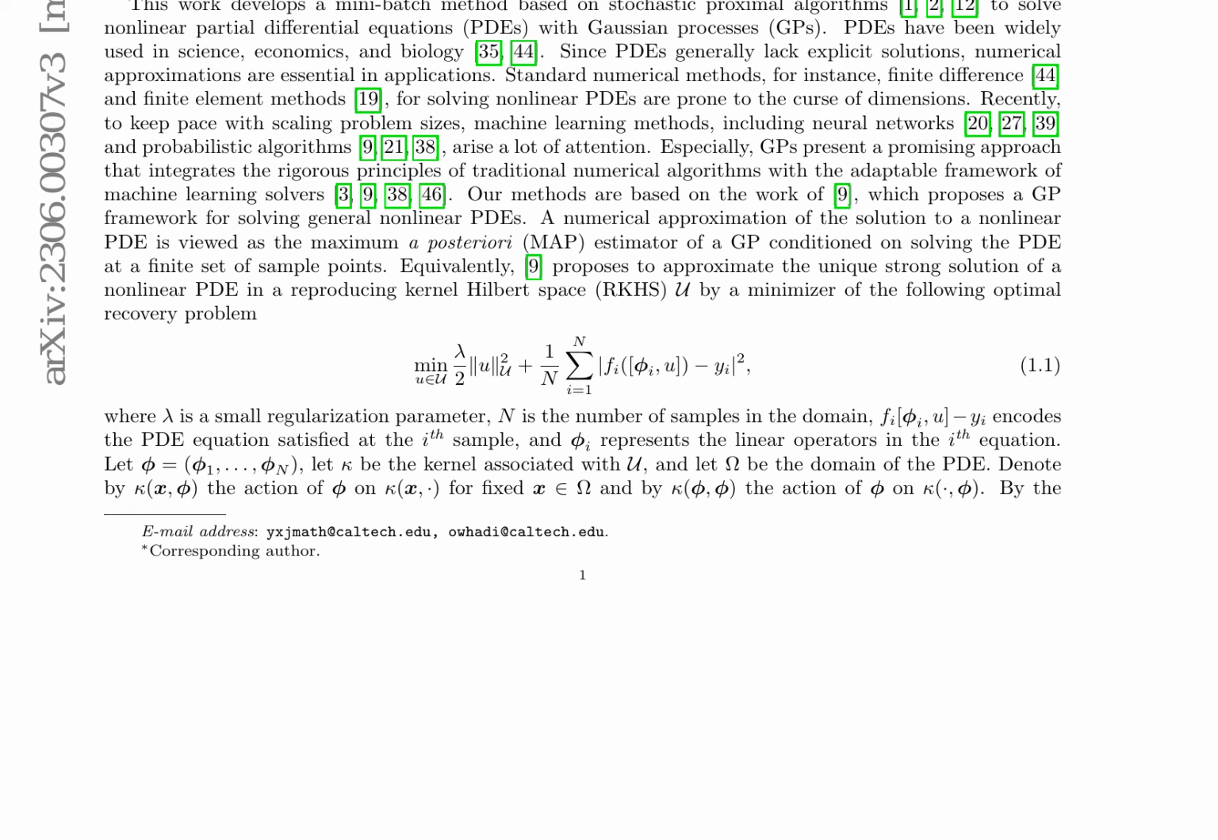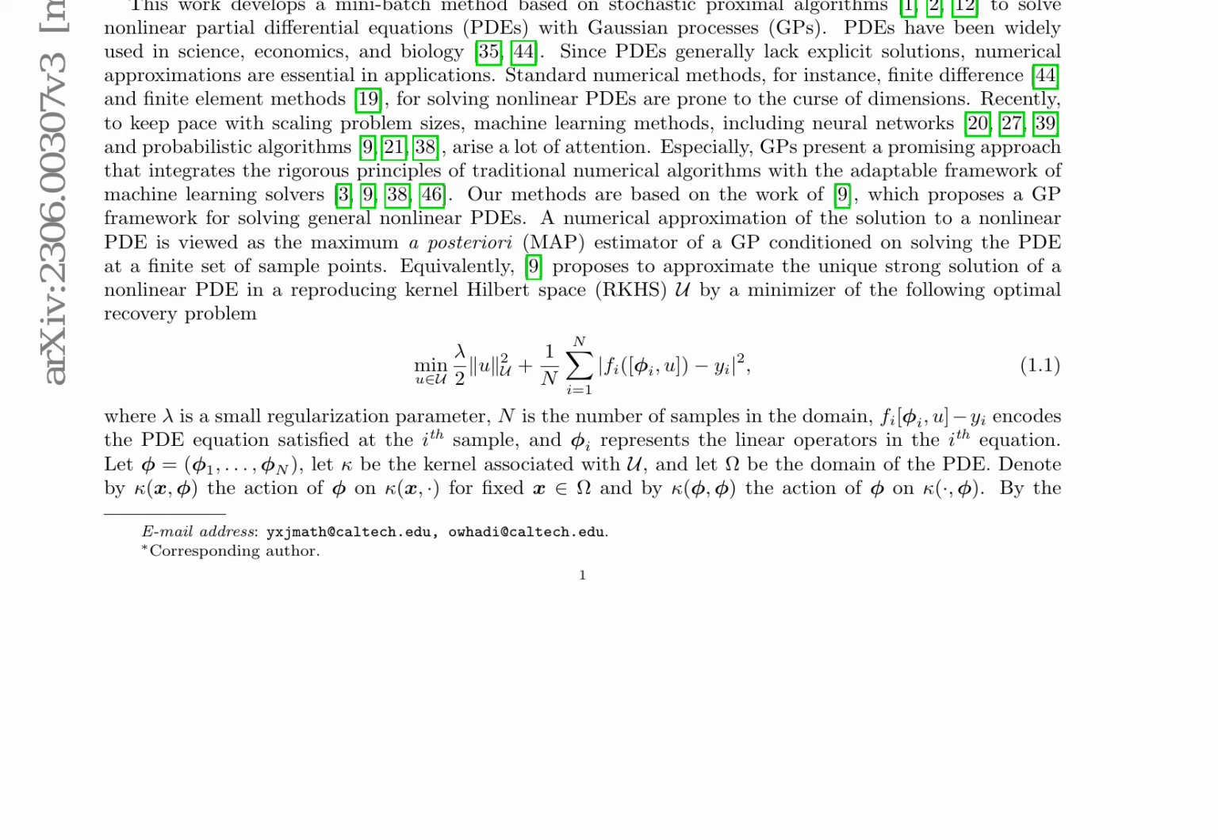The authors formulate the problem as an optimal recovery problem, where the goal is to find a minimizer of the objective function 1.1 in a reproducing kernel Hilbert space, RKHS, U. The objective function, 1.1, consists of a regularization term and a data fitting term, where lambda is a small regularization parameter. N is the number of samples in the domain. Phi_i(u) minus y_i encodes the PDE equation satisfied at the ith sample, and phi_i represents the linear operators in the ith equation.